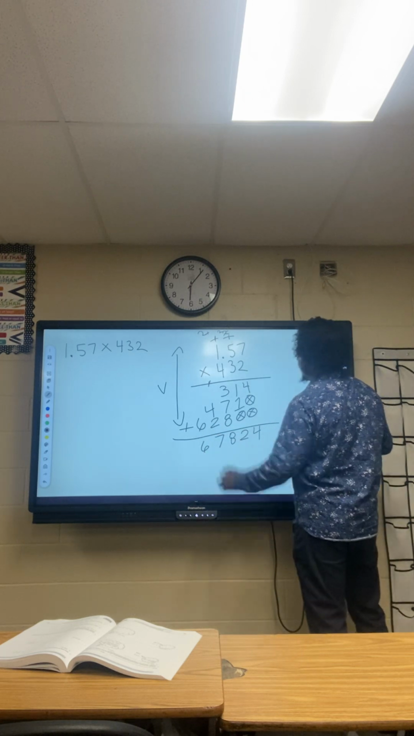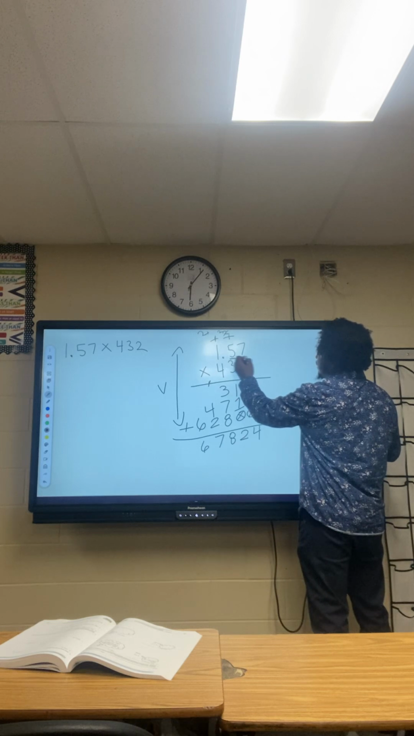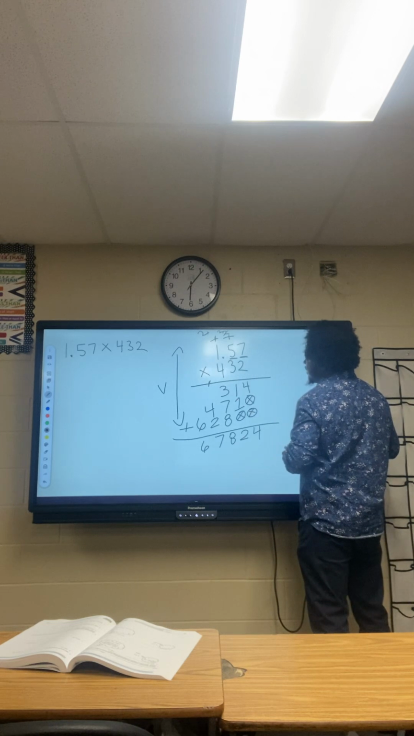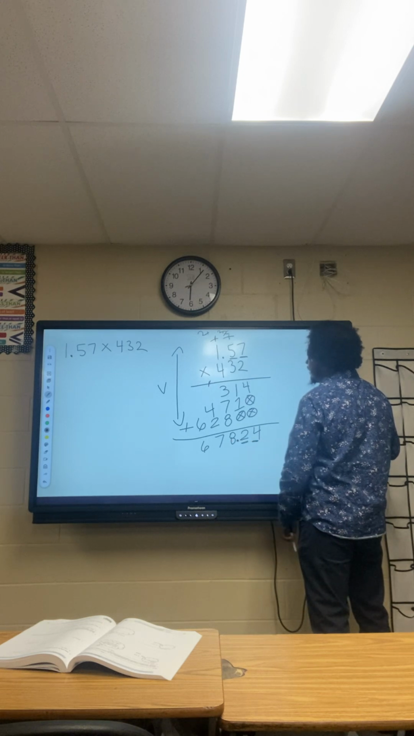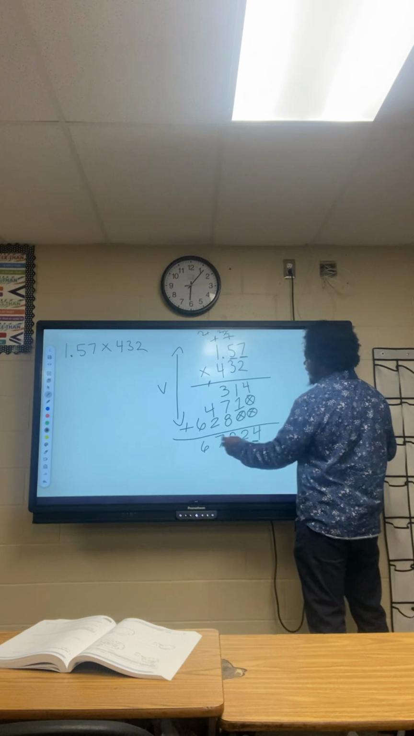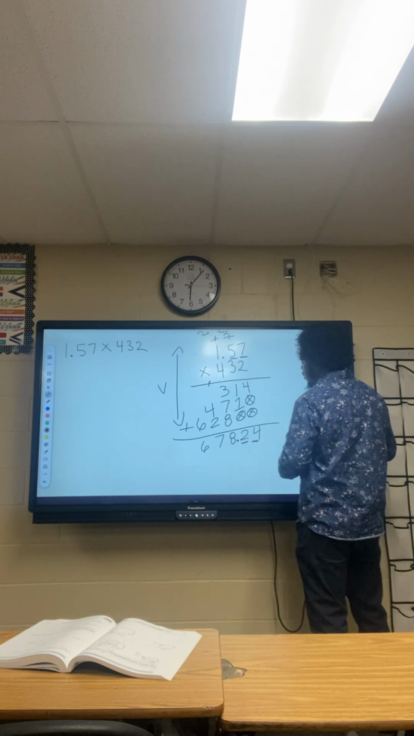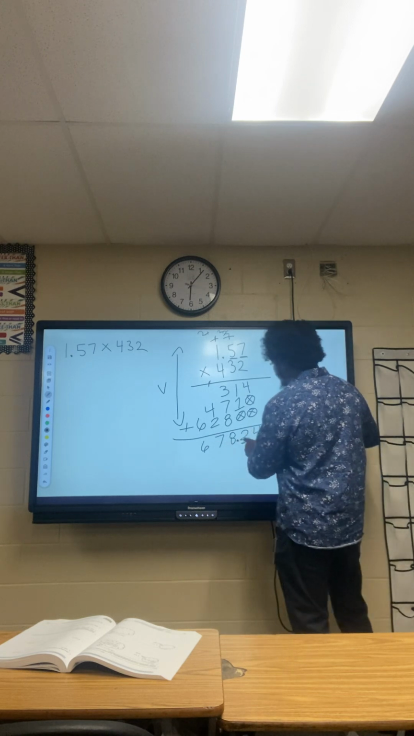And our last step, we still have to count our digits to the right of the decimal. We have 2, so now we can go ahead and reflect that in our product. So 1.57 times 432 gives us 678.24, or 678 and 24 hundredths.